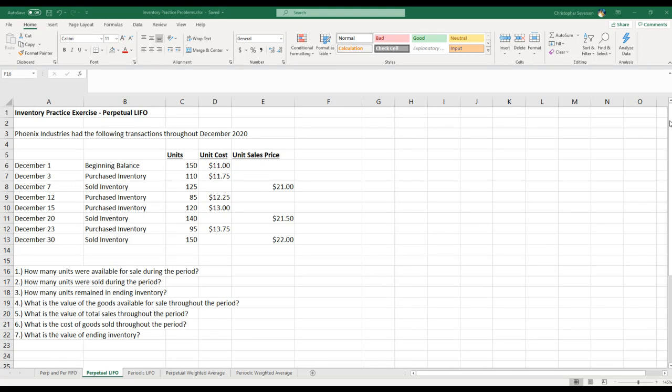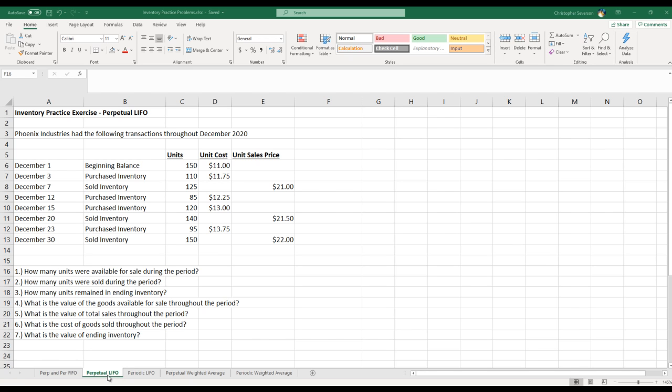Hello and welcome to our next video on the inventory practice exercise for Perpetual LIFO. In this series of videos, we're going to be covering each of the different inventory methods, dealing with how cost of goods sold and ending inventory are calculated. We had a video covering the perpetual and periodic FIFO methods, and in that video we talked about how the results are going to be the same regardless of whether it's perpetual or periodic under FIFO.